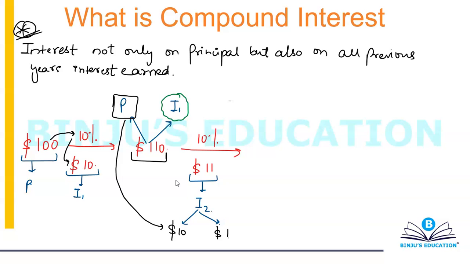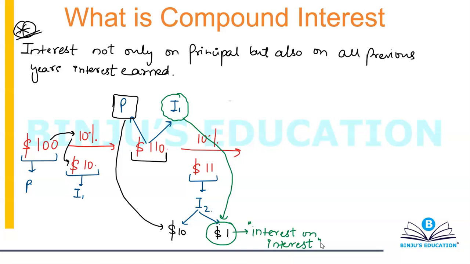Now, when you calculate 10% on $10, you'll end up making a dollar extra. This $1 that you're earning is basically your interest on interest. This is the interest that you have received on the first year's interest. This 110 comprised two things, the initial principal and the first year's interest. You got an interest of $11 which comprised two things, that is $10 and $1. So $10 is 10% of 100, and $1 is 10% of 10.